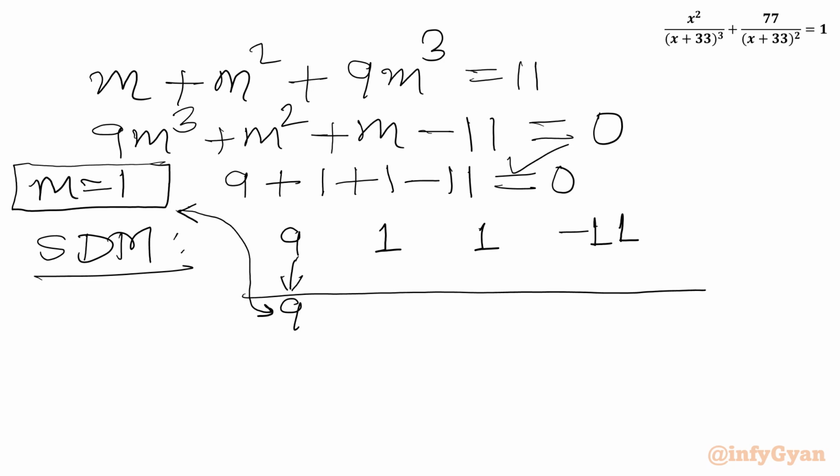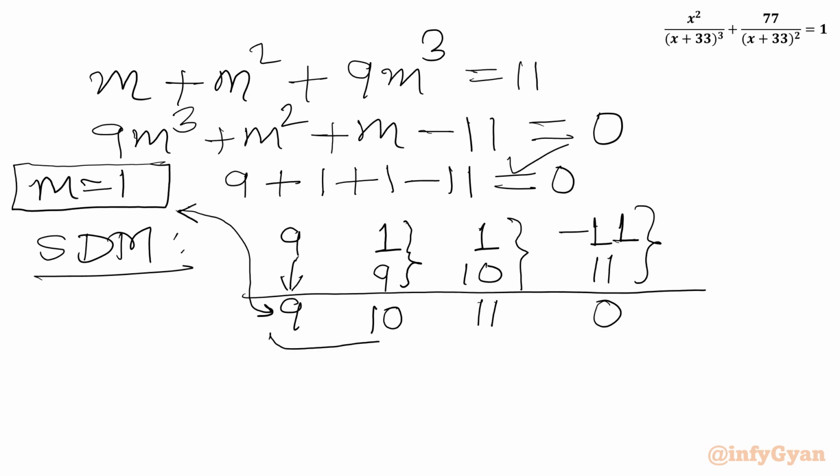9 times 1 or 1 times 9 is 9, and then we will add these two, which will give us 10. Again I will multiply the base solution with this 10. 1 times 10 is 10. Addition of 1 and 10 will give us 11. 1 times 11 is 11. Addition of these two numbers will give us 0. So these are the coefficients for the quadratic equation.